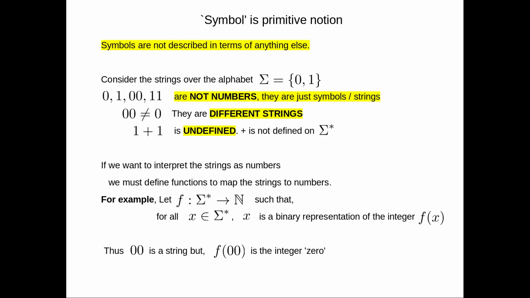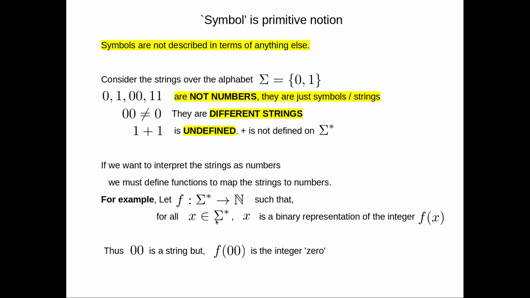For example, one way could be interpreting these strings as, say, binary representation of integers, right? So you formally need to address this kind of function, which maps strings to natural numbers. Okay, so you need to map these strings to natural numbers, and you define it like this, that f(x) is an integer and x is the binary representation of f(x), for all x in sigma star.